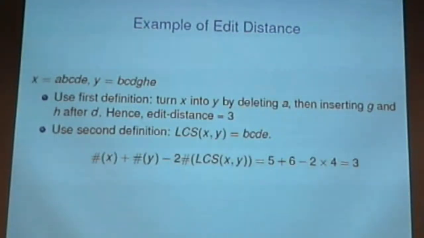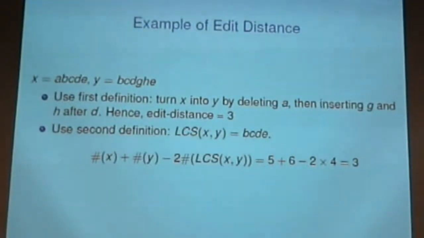If you use the second definition, the longest common sequence definition, both sequences contain B, C, D, and E. You have B, C, D, and E as well. So the longest common sequence. When they say longest common sequence, the elements do not have to be consecutive. That's what is contained from left to right. So here, the longest common sequence will be B, C, D, E, so length 4. So 2 times length 4 will be subtracted from 5 plus 6, and this gives 3.